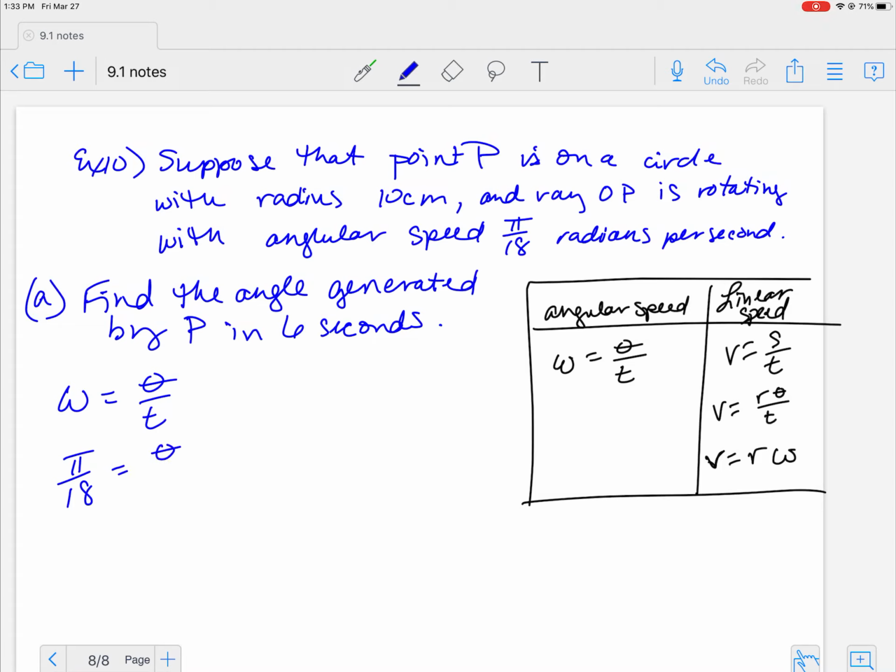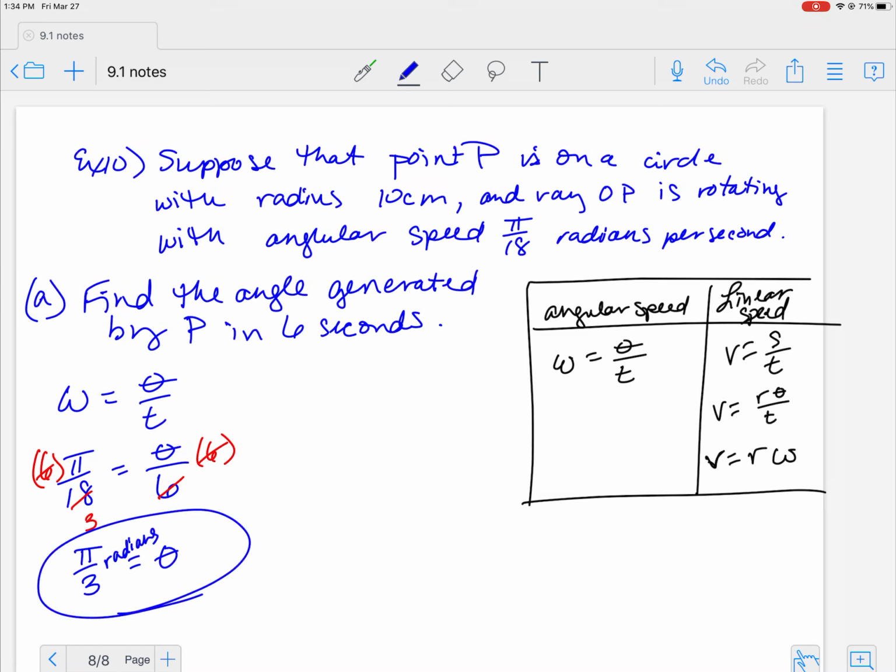So here, I'm going to use omega is equal to theta divided by time. Omega we've got pi over 18 is equal to theta we're trying to figure out, and my time here is 6 seconds. So we just do work. Multiply both sides by 6. And then I get 6 goes into that 3 times. Theta is equal to pi over 3 radians.